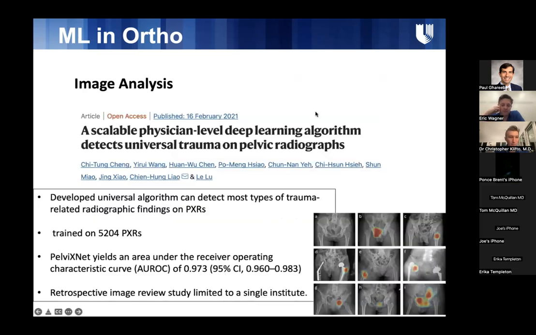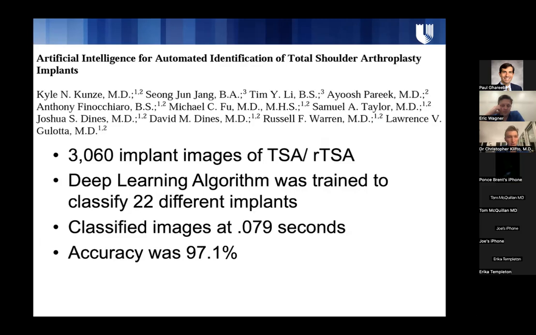And this was another really good one that looked at x-rays. This was an image analysis where they essentially developed an algorithm looking at 5,204 pelvic x-rays. And their model for detecting fractures was through the roof. It just did really, really well.